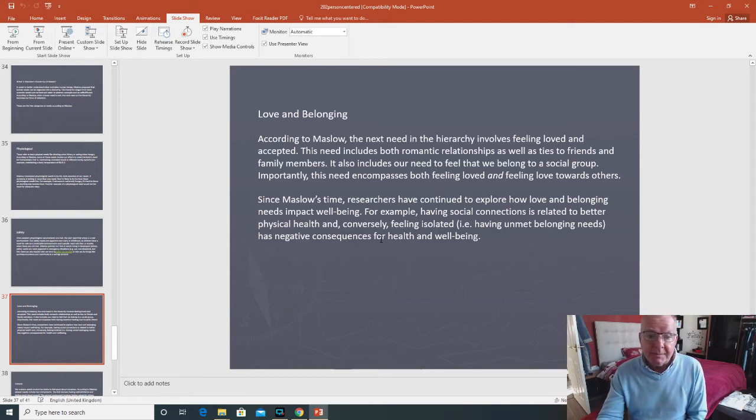Since Maslow's time, researchers have continued to explore how love and belonging needs impact well-being. For example, having social connections is related to better physical health, and conversely, feeling isolated, for example, having unmet belonging needs, has negative consequences for health and well-being. Now, that's very interesting. So now we're seeing that the way we relate to other people actually affects our physical health. So there we go.